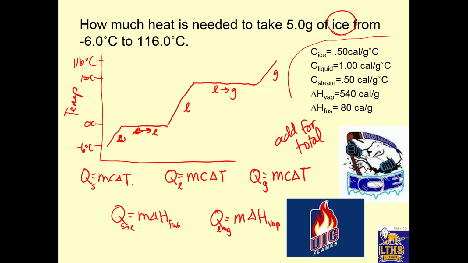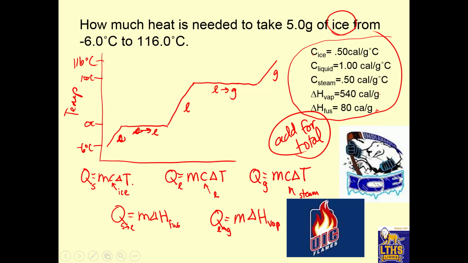Here's some heat data that you might need. Okay, here's a C that we have to use here for ice. And here's a C that we have to use here for liquid. Here's a C that we have to use for steam. All right. And then the delta H vap and fus have to go in the right spots, and then you have to add for a total. So I want you to do this problem. And I'll tell you that it should be 3,655 total calories. All right. See if we can get it.